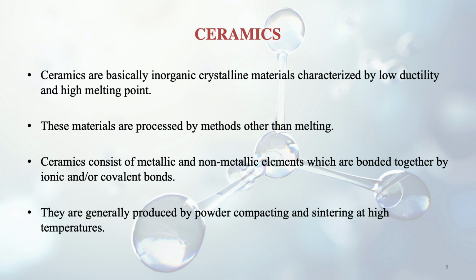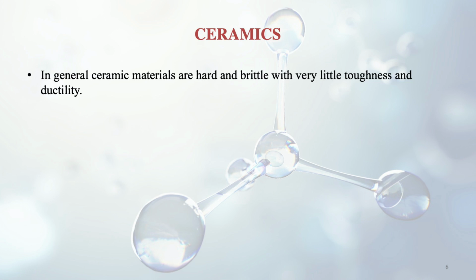These ceramics are generally produced by powder compacting. This is the production process of ceramic, and sintering. Sintering means coalescing them at a certain temperature, meaning bringing them together, like you prepare the floor in the kitchen of your house, similar to that. In general, ceramic materials are hard and brittle. Like we said earlier, low ductility is there. Low ductility means it is brittle, and it is hard also, and toughness is low and ductility is low.